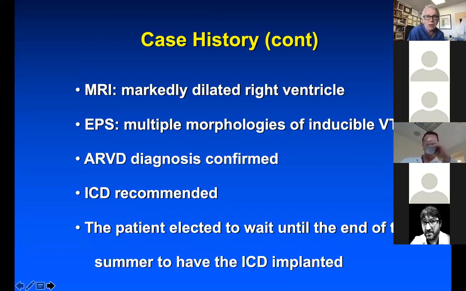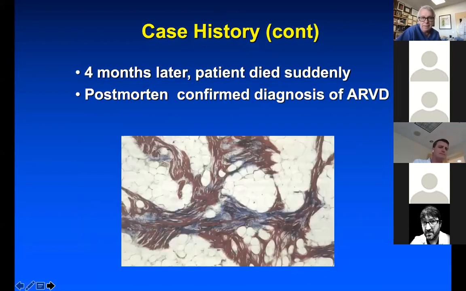Her MRI showed a big right ventricle. She had an EP study with a lot of inducible VT. I said, yes, you need a defibrillator. Tom had gone into private practice, and I didn't want to steal any cases from him, so I told her to go back to Tom and get a defibrillator put in. It turns out the patient elected to wait till the end of the summer to have the defibrillator implanted, and she didn't make it.